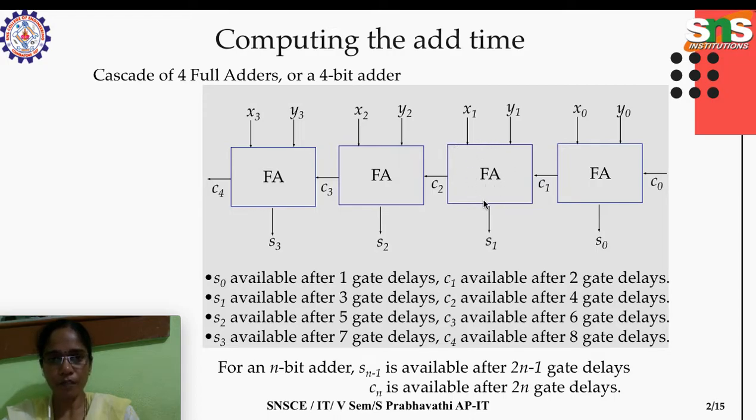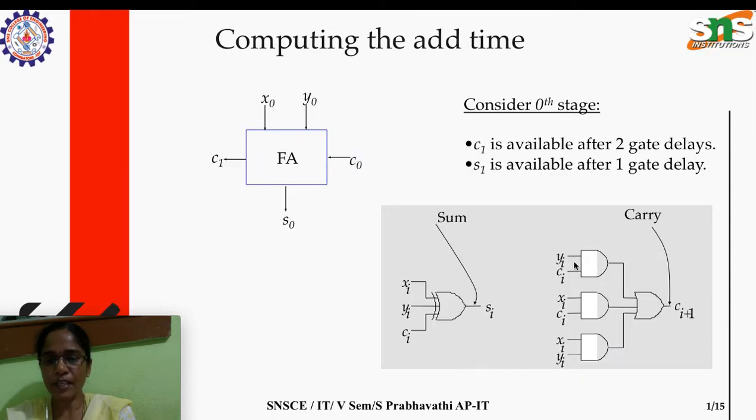Let's see in detail how the delay affects the performance in the 4-bit full adder. See here, S0 is available after 1 gate delay. What does it mean? To produce the output S0 it needs to pass through 1 XOR gate, so that's 1 gate delay. And C1, the next carry, from this first full adder is available after 2 gate delays. Why 2 gate delays? Because carry takes 2 gate operations, first the AND and second the OR, so totally 2 gate delays.